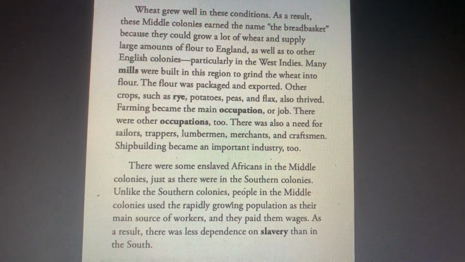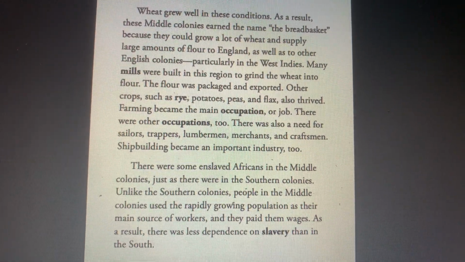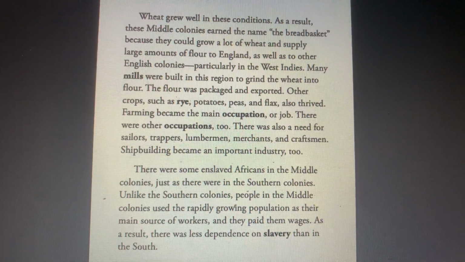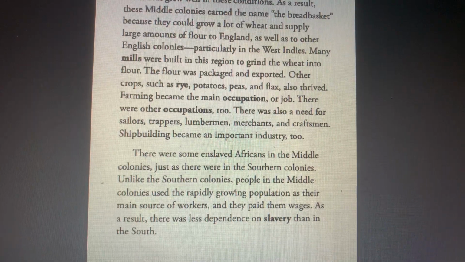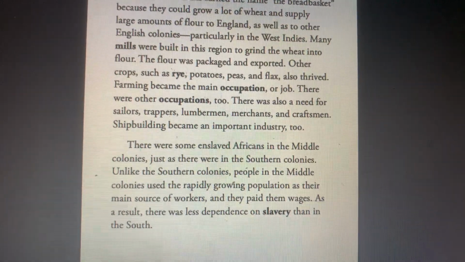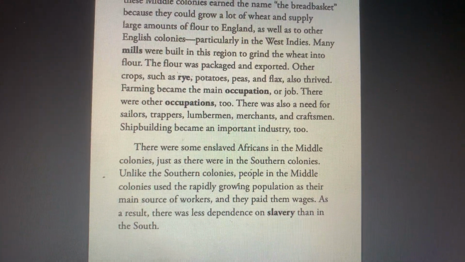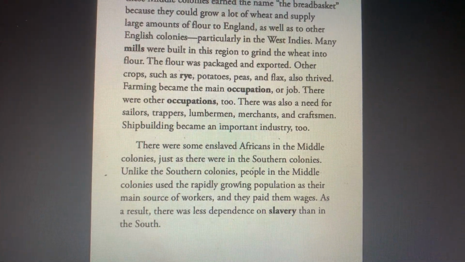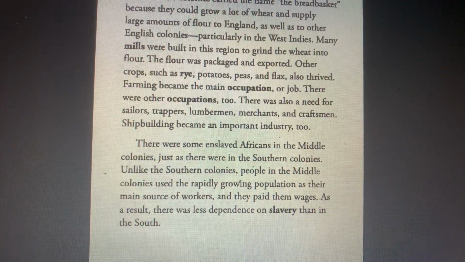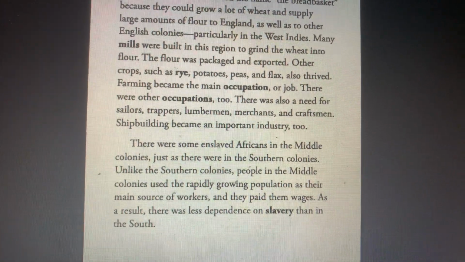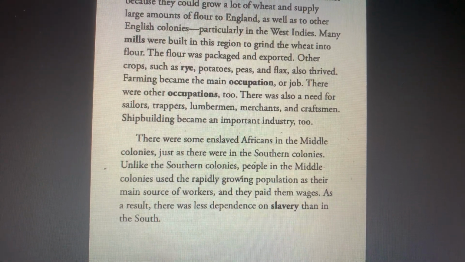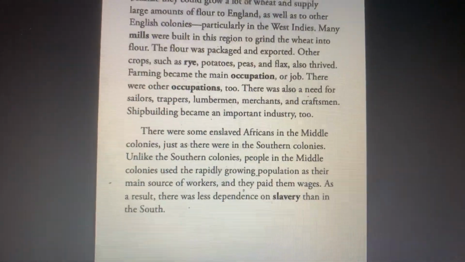There were other occupations too. There was also a need for sailors, trappers, lumbermen, merchants, and craftsmen. Shipbuilding became an important industry too. There were some enslaved Africans in the Middle Colonies, just as there were in the Southern Colonies. Unlike the Southern Colonies, people in the Middle Colonies used the rapidly growing population as their main source of workers, and they paid them wages. As a result, there was less dependence on slavery than in the South.